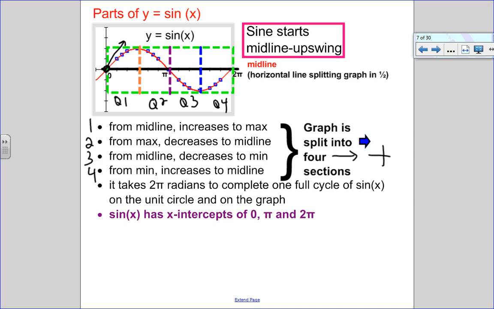So sine has x-intercepts at 0, pi, and 2 pi. So 0 where it starts, pi, and 2 pi. So those correspond to the quadrantal angles 0, pi, and 2 pi, or 0, 180, and 360. And that is when the sine value is 0.